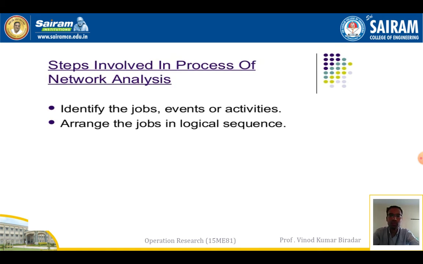What are the steps involved in the process of network analysis? If you want to solve a network analysis problem, two steps are required. The first one is to identify the jobs, events or activities. First we have to identify which job is given and how to frame the network, how to make a sequence order. The second one is to arrange the jobs in a logical sequence. Based on the job, we have to arrange the sequence, which is called a logical sequence.